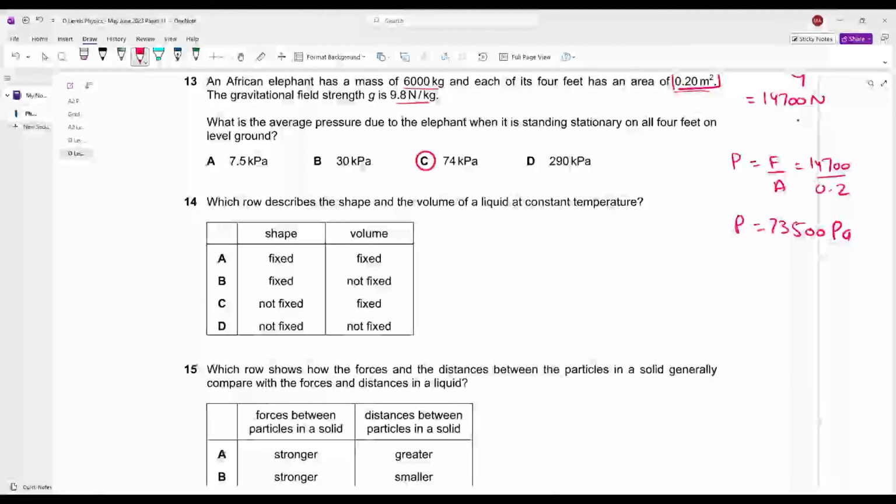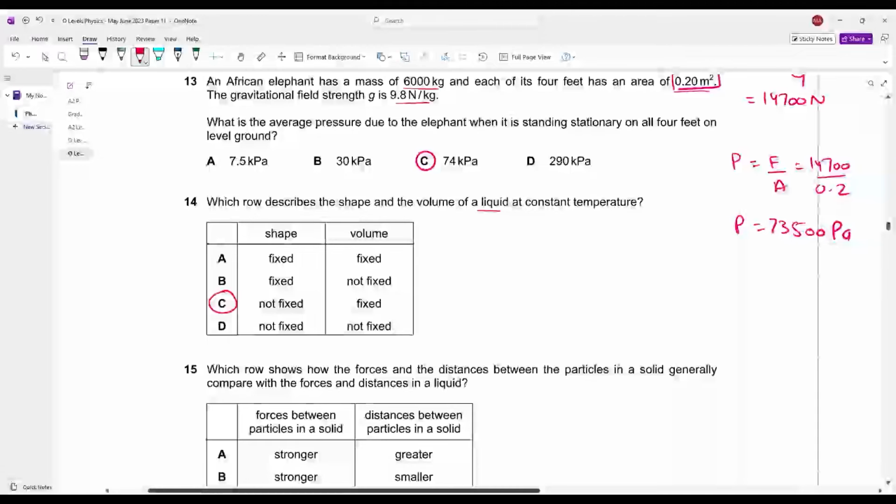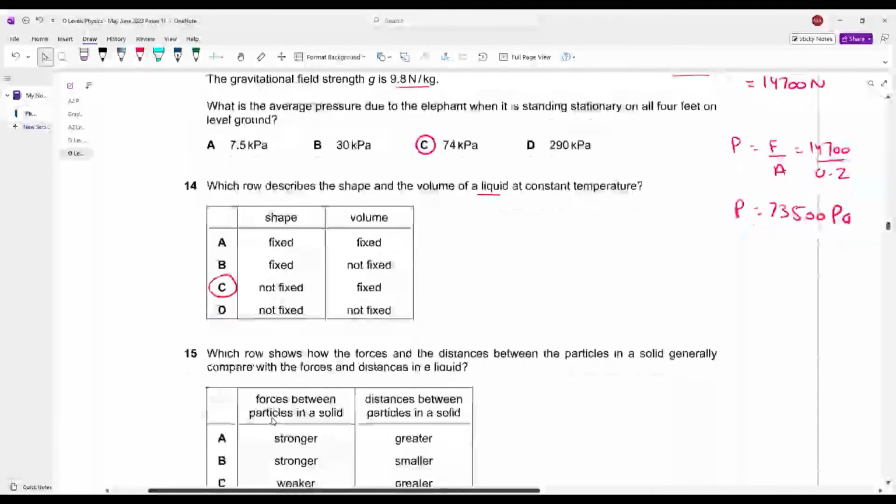Which row describes the shape and volume of a liquid at constant temperature? Beta, you have to describe the shape and volume of a liquid at constant temperature. Shape तो liquid का fix नहीं होता, volume fix होता है. C is your answer. The shape of a liquid can change, but the volume cannot.